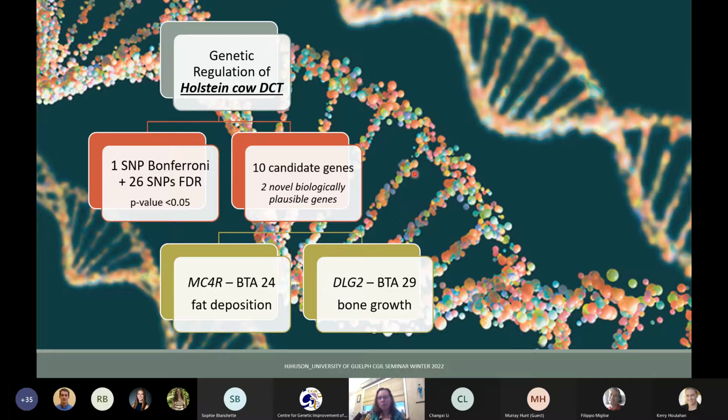In the end, we brought this back and we said, well, what genes are in these areas? These are our results as far as SNPs, but out of these results, there are 10 candidate genes that we found. And out of those candidate genes, based on annotation, we found 2 that seemed biologically plausible in Holstein. One of these is related to fat deposition. Another one is related to bone growth, which also has to do with the foot conformation, the hoof conformation. So that's where we ended this part of the study in Holstein cows.